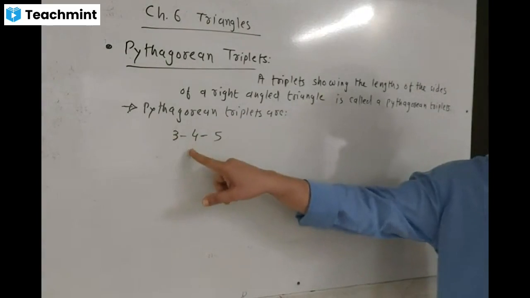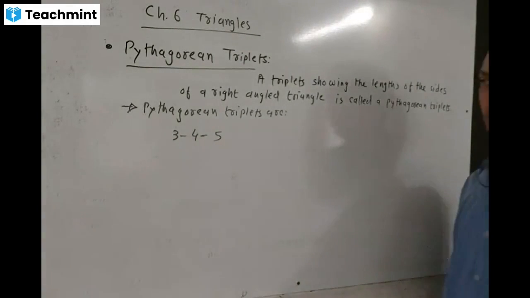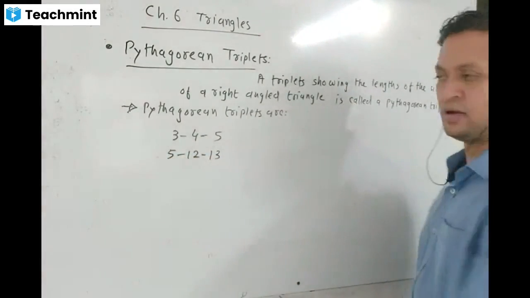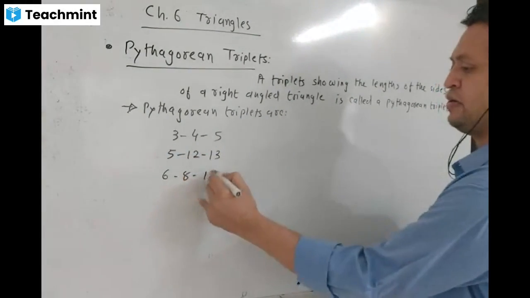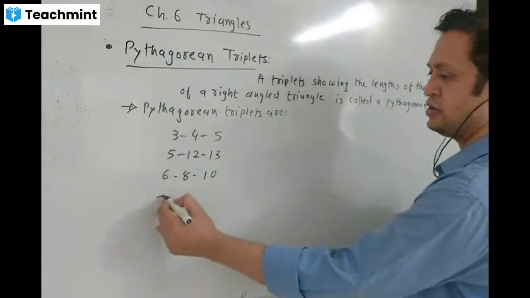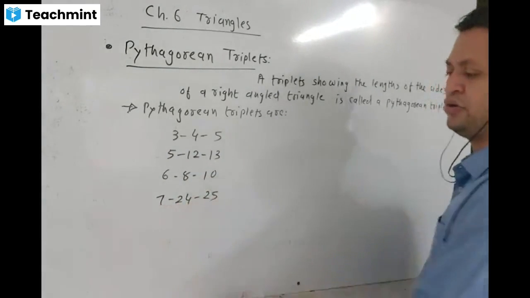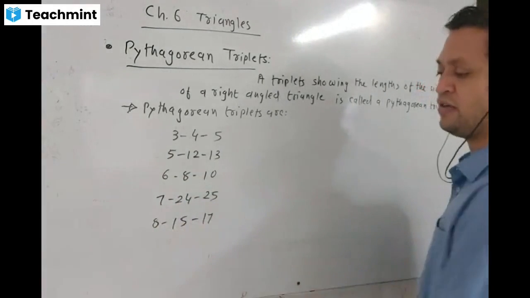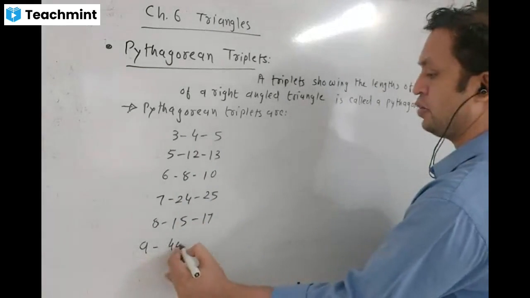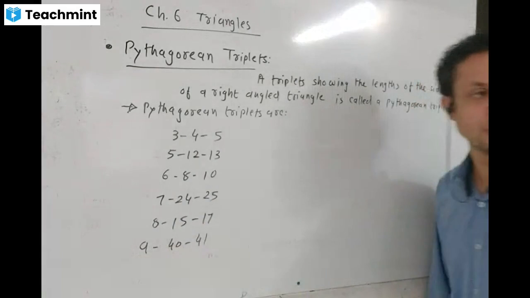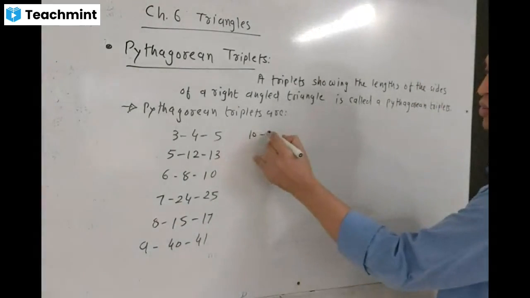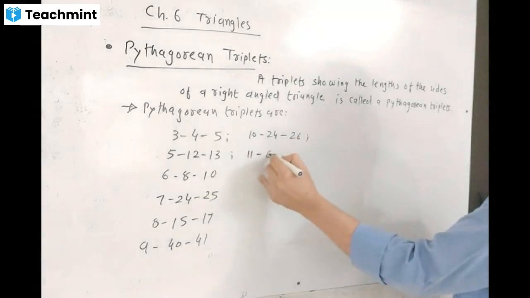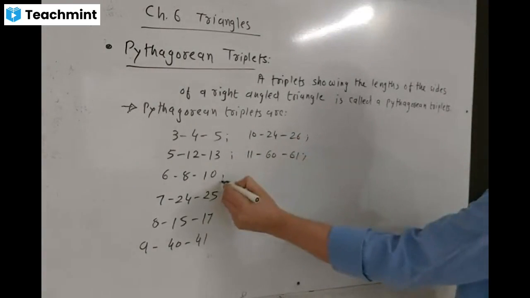3 square plus 4 square is equal to 5 square. 5 square plus 12 square is equal to 13 square. 6 square plus 8 square is equal to 10 square. 7 square plus 24 square is equal to 25 square. 8 square plus 15 square is equal to 17 square. 9 square plus 40 square is equal to 41 square. 10 square plus 24 square is equal to 26 square. 11 square plus 60 square is equal to 61 square.